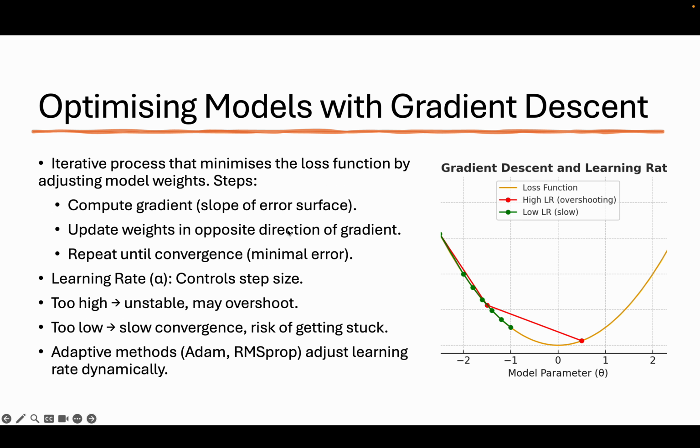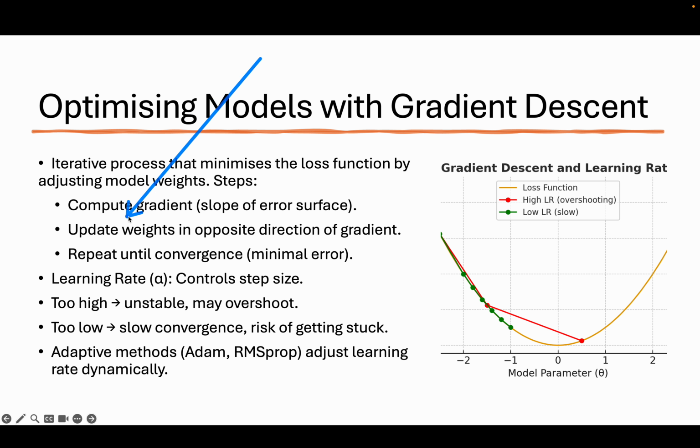The second topic that we have here is optimizing models with gradient descent, and this is probably going to make a lot more sense when we look at the drawings on the whiteboard. Optimizing a model with gradient descent is a process that minimizes the loss function and adjusts the model weights. The first step is that you compute the gradient, that's the slope of the error surface.